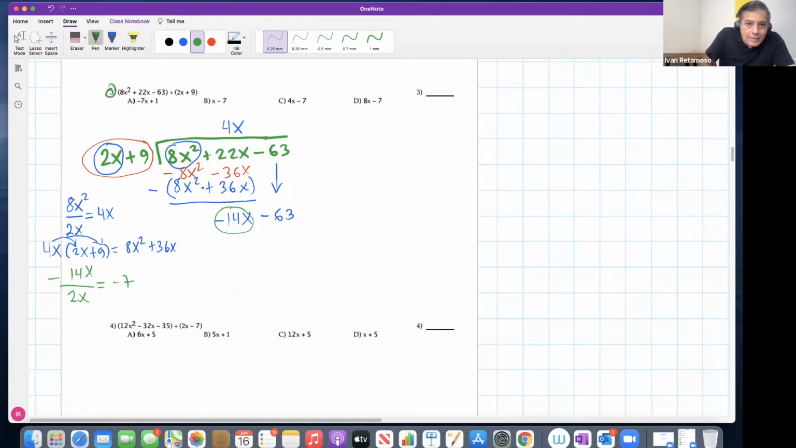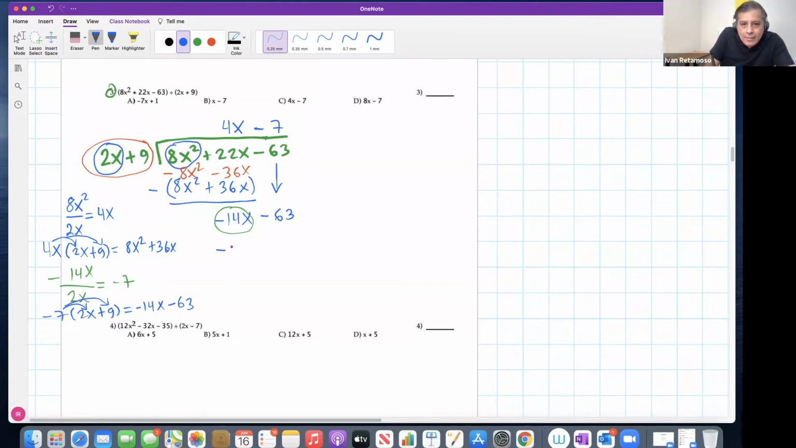That minus 7 has a place here. Where is that? Here on top, over the constant term. Minus 7. So let's write it in blue. Minus 7 here, great. And next, you have to multiply this minus 7 times the whole divisor, minus 7 times 2x plus 9. But what is that? Minus 14x minus 7 times 9, minus 63.